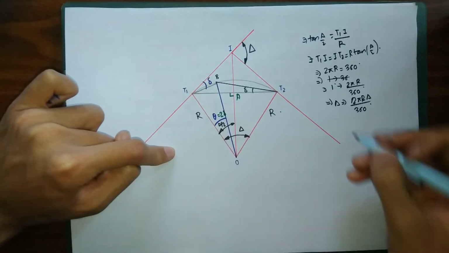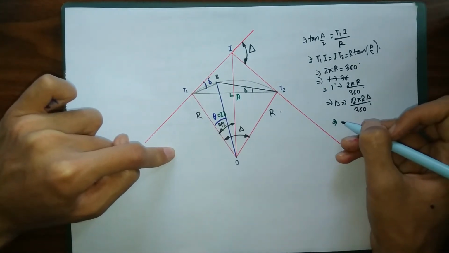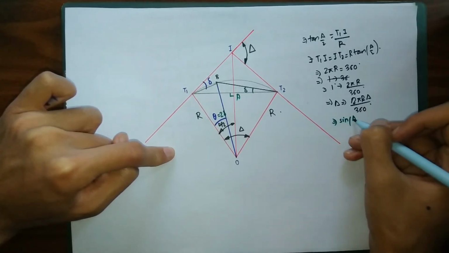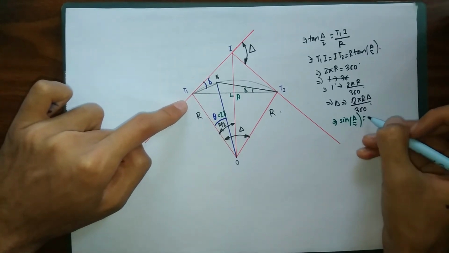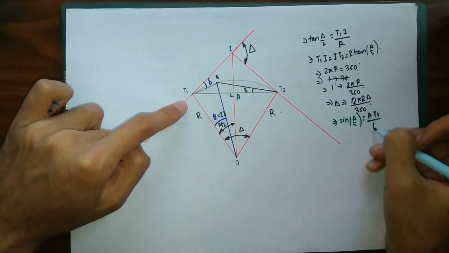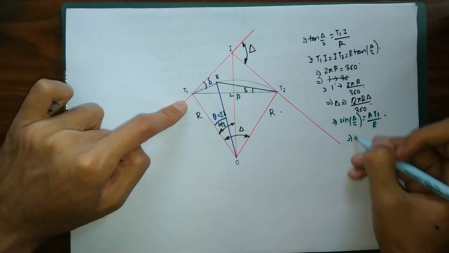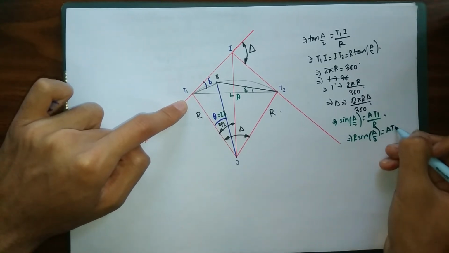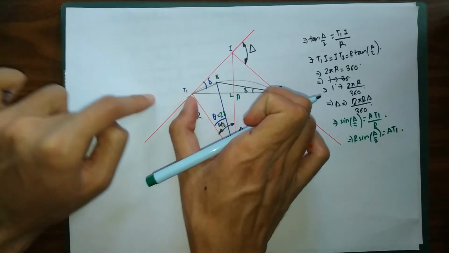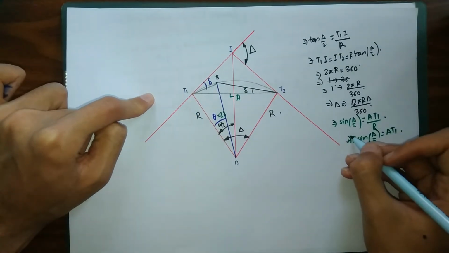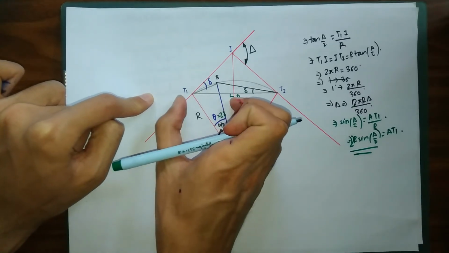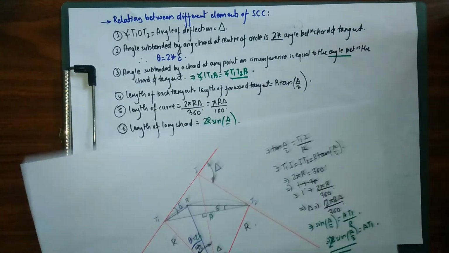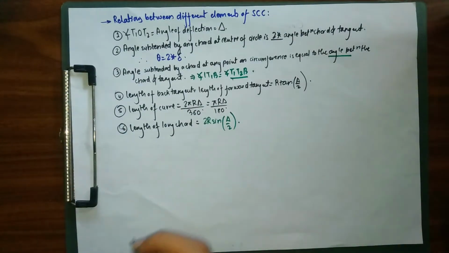On using this triangle, we get sine del by 2 equals perpendicular by hypotenuse. Our perpendicular is AT1 divided by hypotenuse OT1, which is r. So our AT1 will be equal to r sine del by 2. Our AT1 is equal to AT2. Our overall long chord is running from T1 to T2, so simply multiply by 2. So our overall length will be equal to 2r sine del by 2. This is how our length of long chord is derived.